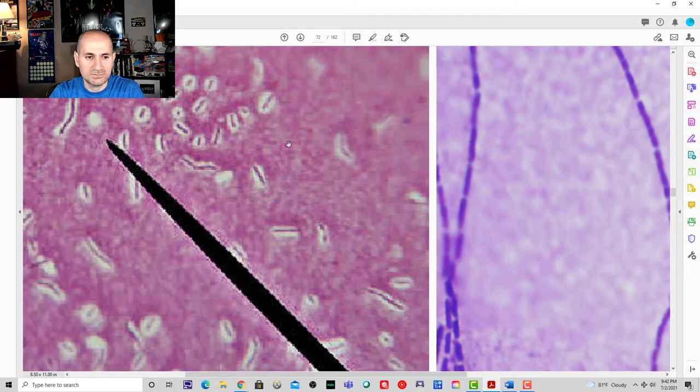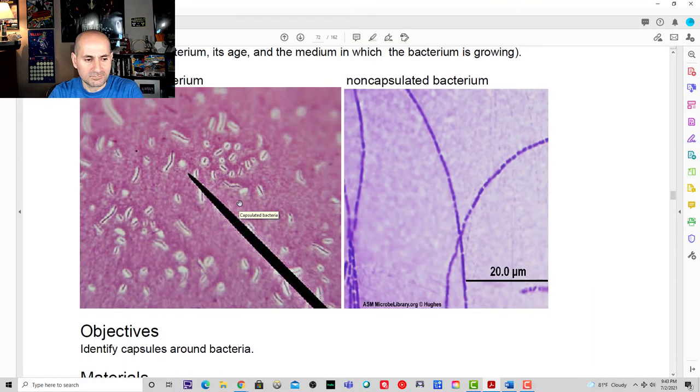The reason your capsules don't stain, you should know, is because capsules are non-ionic, or uncharged, not polar. Because they're non-ionic, they don't take up the stain and they remain unstained. Here on the right, you can see an example of a bacterium with no capsule. The background got stained purple, and the bacteria is purple, but you don't see these halos. Because you don't see the little halos like you do here, this would be a non-capsule forming bacteria on the right and a capsule forming bacteria on the left.